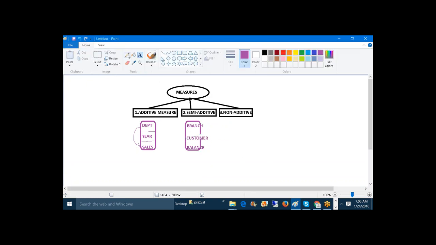So here I'm having two dimensions: one is branch, next the customer, and next the balance. Now here on the balance, if I apply max or min, it is going to give us the minimum balance and the maximum balance. So we compare with the customer: customer-wise minimum balance and customer-wise maximum balance. So what is it going to give us?